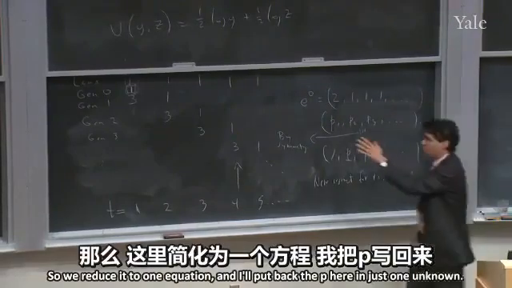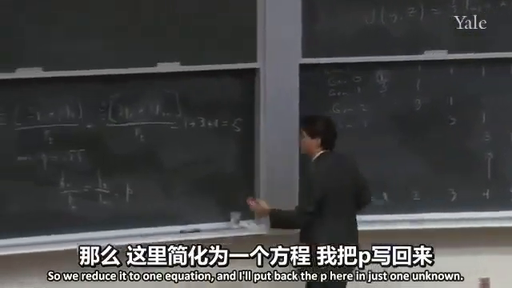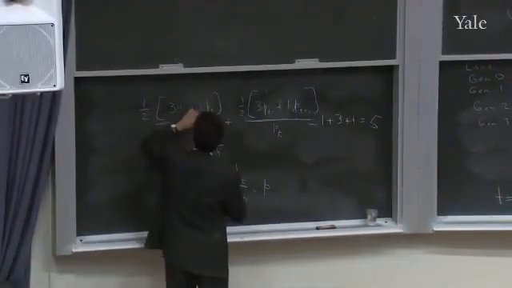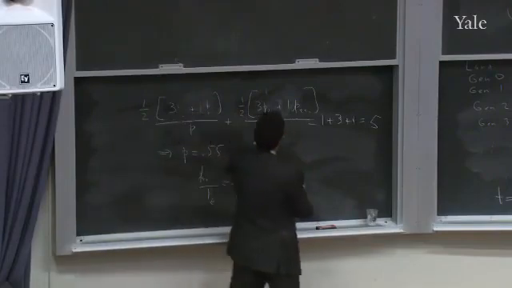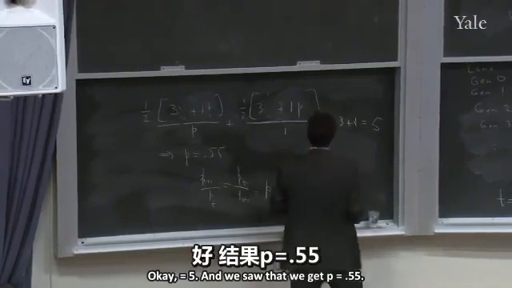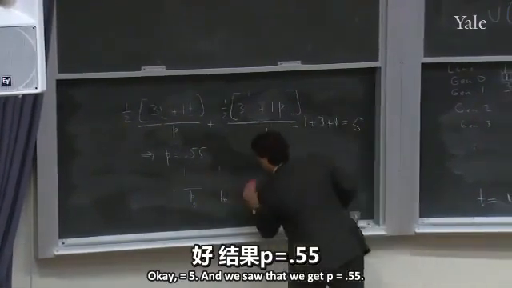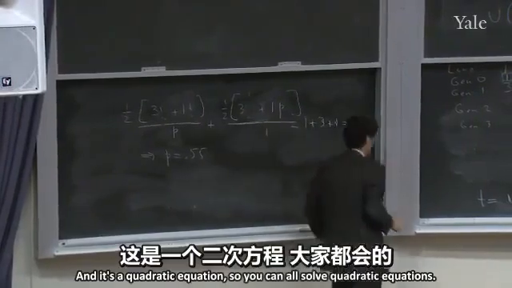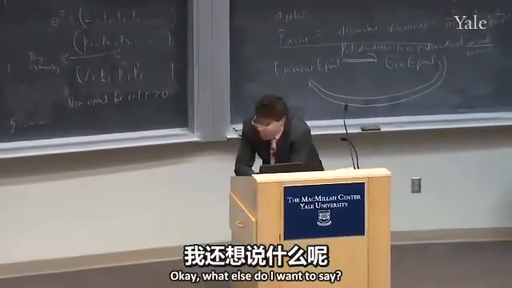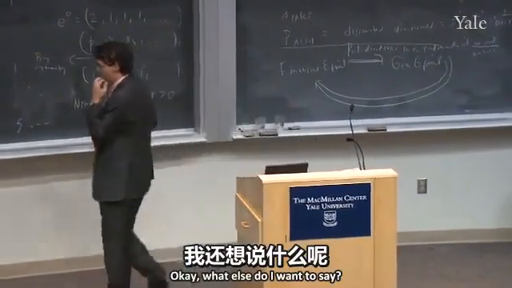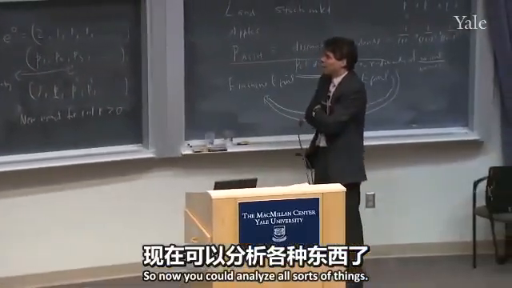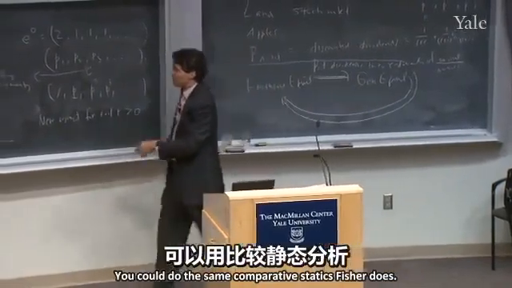So we reduce it to one equation, and I'll put back the p here, in just one unknown. Okay, equals 5, and we solve it and we get p equals 0.55. It's a quadratic equation, so you can all solve quadratic equations. Now, what else do I want to say? So now, you could analyze all sorts of things. You could do the same comparative statics Fisher does.